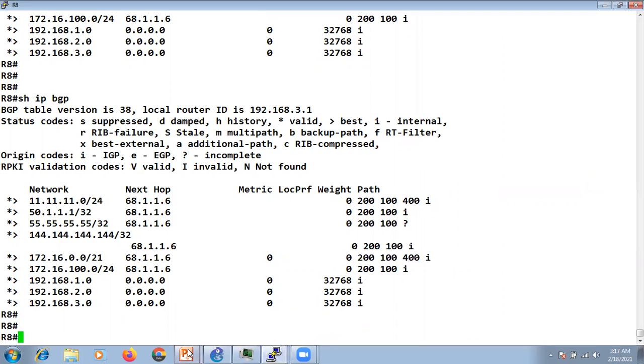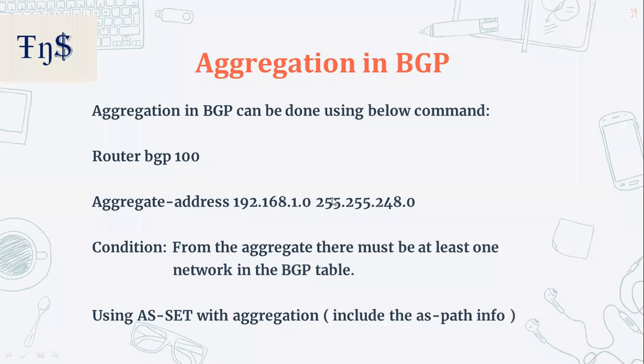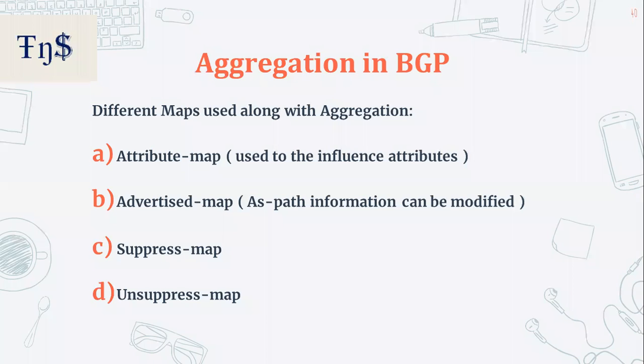Okay. Now let's check what's next. There are some different kinds of maps that we can use with aggregation. Okay. So the first one is the attribute map. Okay.